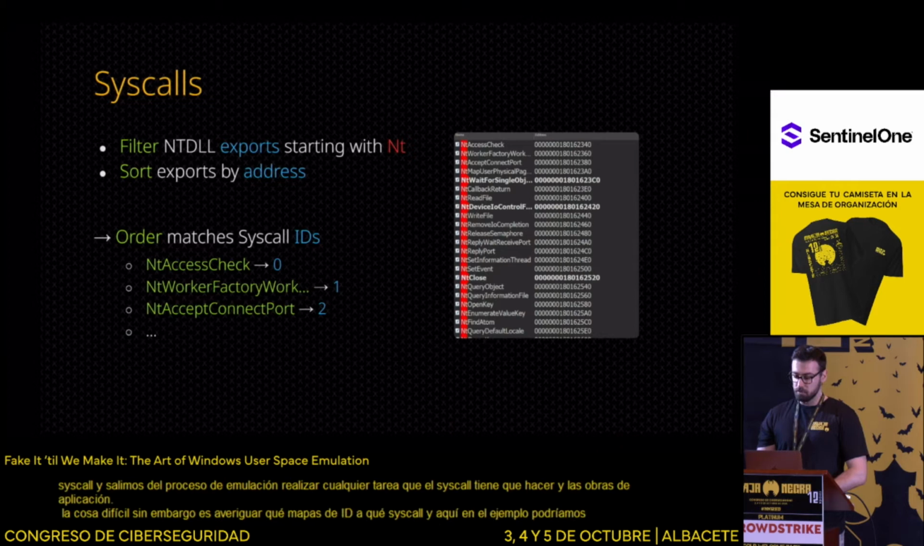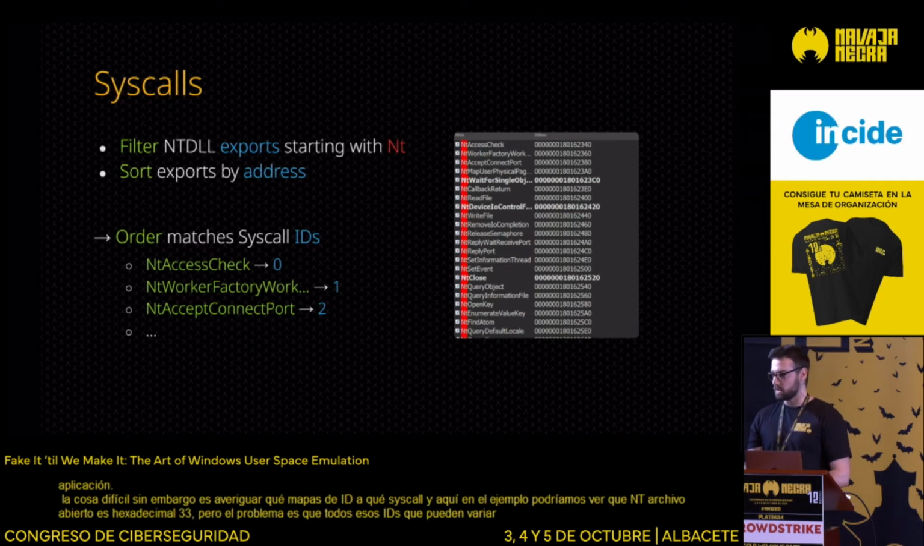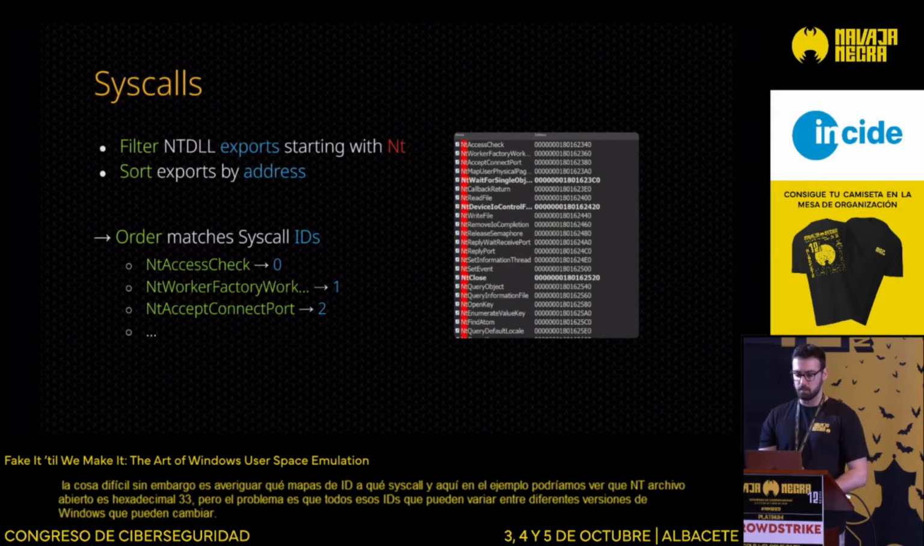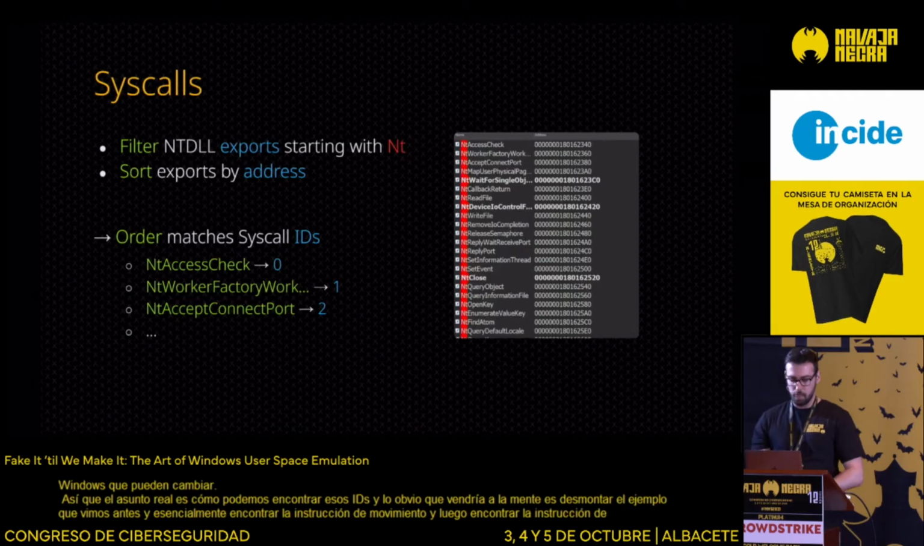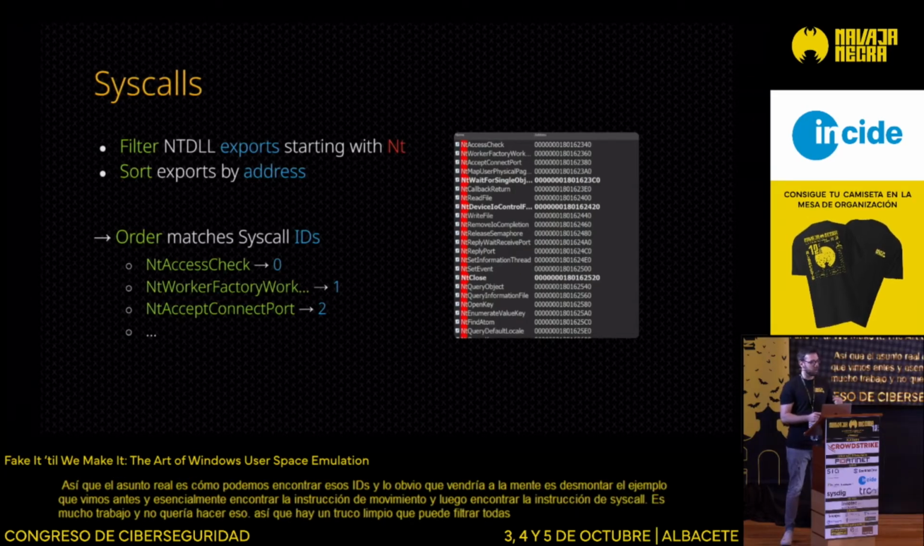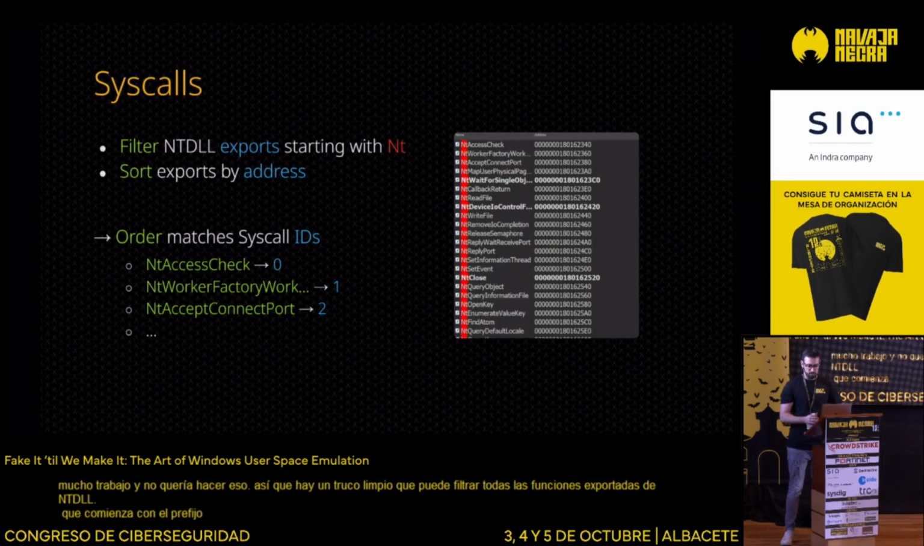You can filter all the exported functions from NTDLL that start with the prefix Nt or with the prefix Zw, they're the same. And you can sort them by their address. So you can sort them, as you can see in the screenshot. Those are the exported functions as seen through IDA.